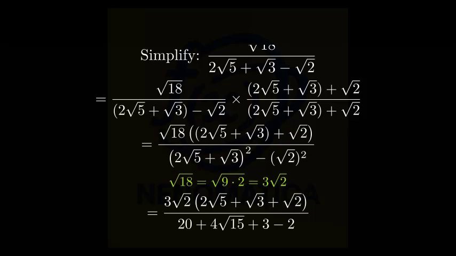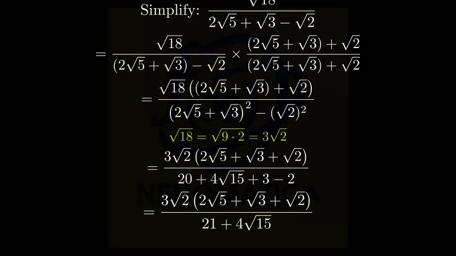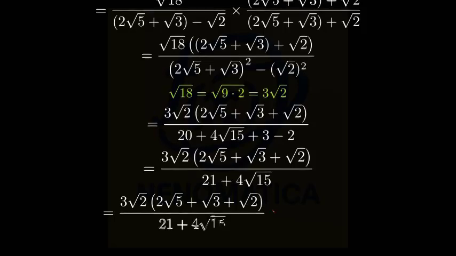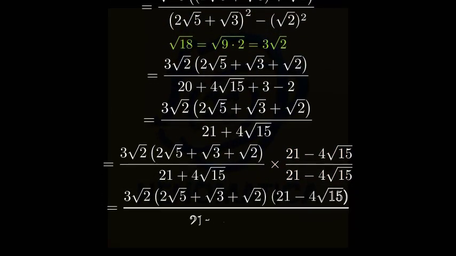The denominator still contains a radical. Step 2 is to multiply by the conjugate 21 minus 4 root 15 over itself. Use the difference of squares again. The denominator becomes 21 squared minus the quantity 4 root 15 squared. Now compute the numbers. 21 squared is 441. The square of 4 root 15 is 16 times 15, which is 240. Subtract to get 201.